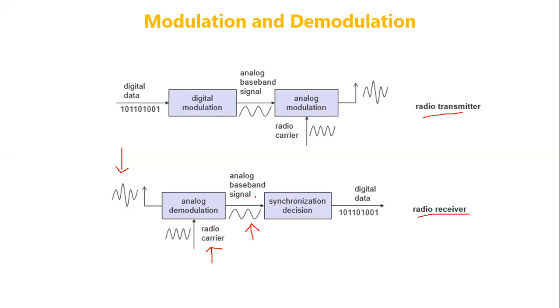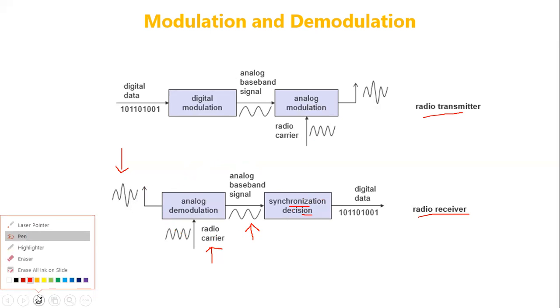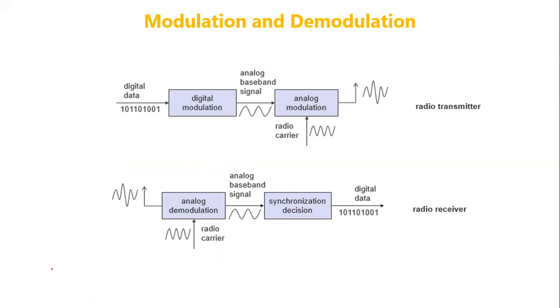So as the output of analog demodulation at the receiver end, we get the baseband signal. Now this baseband signal should be converted to a digital signal. For that, some synchronization decision will be done, and based on that synchronization process, the analog baseband signal will be converted to digital data. This process is called demodulation. So this is how modulation and demodulation work in wireless communication.